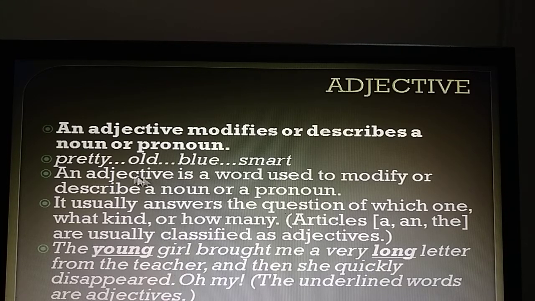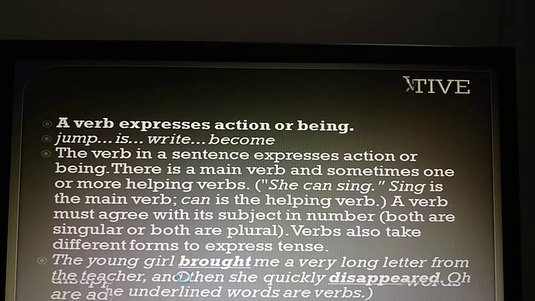Adjective. An adjective modifies or describes a noun or pronoun, like pretty, old, blue, smart. An adjective is a word used to modify or describe a noun or a pronoun. It usually answers the questions which one, what kind, or how many. Articles a and the are usually classified as adjectives. The young girl brought me a very long letter from the teacher, and then she quickly disappeared. Oh my. In this sentence, the underlined words are adjectives.